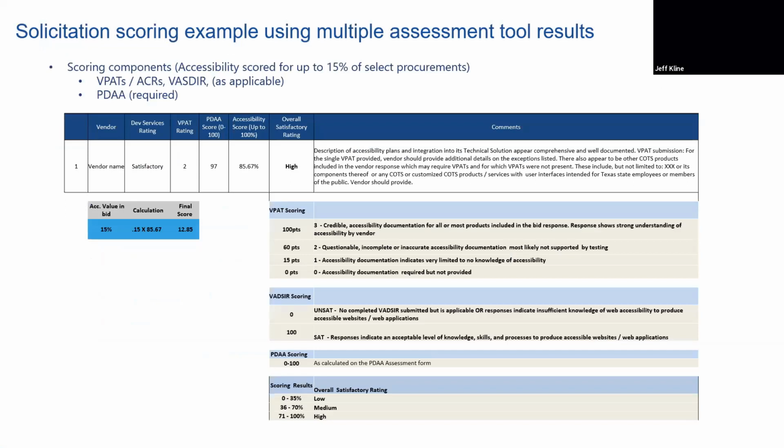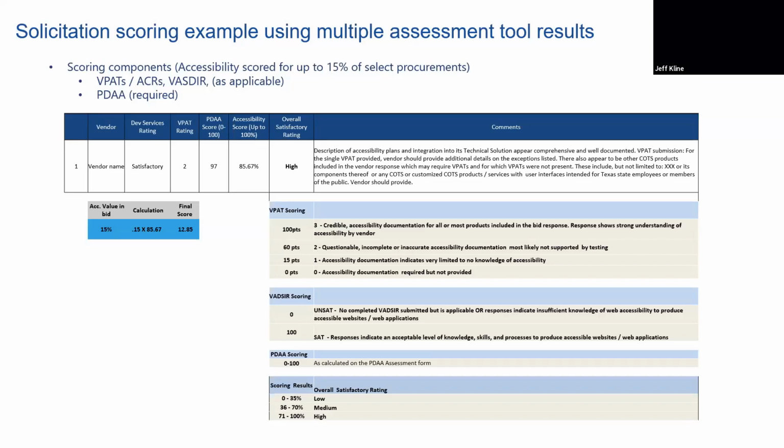And then this is just a quick scoring example. If you had all 3 components in there where you have COTS, development services, and PDAA, excuse me. So the VPAT scoring, we score from 0 to 3, and 0 means that a VPAT was required, but they didn't provide one, all the way to credible, accessible documentation for all or most of the products. So each one of those gets assigned a point value, to normalize it into a percentage. VPAT scores from 0 to 100, and so that's just, it is what it is.